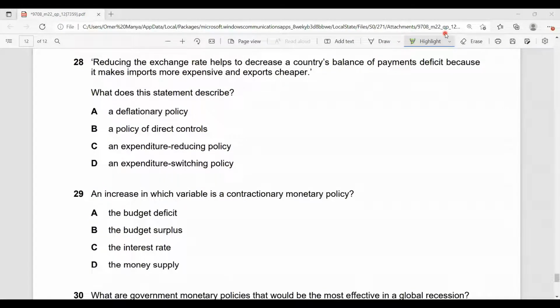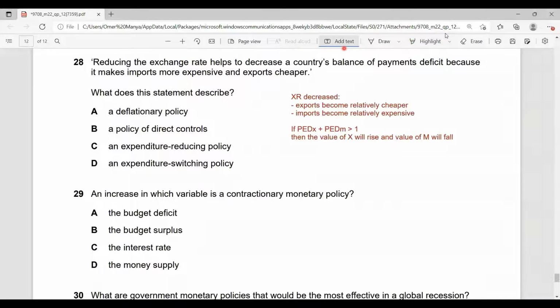Reducing the exchange rate helps to decrease a country's balance of payments deficit because it makes imports more expensive and exports cheaper. What does this statement describe? Let me just explain what's happening here. The exchange rate is being devalued, or it's falling in value, and therefore exports will become relatively cheaper, whereas imports will become relatively more expensive.